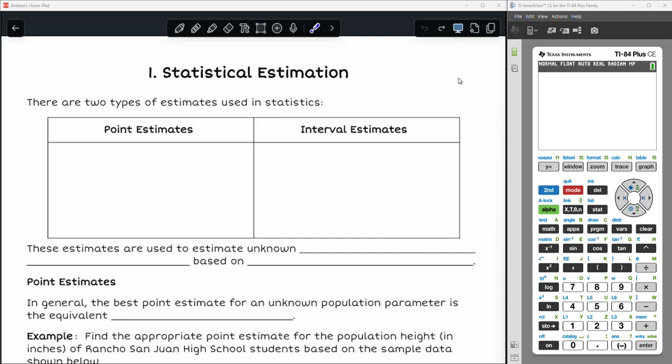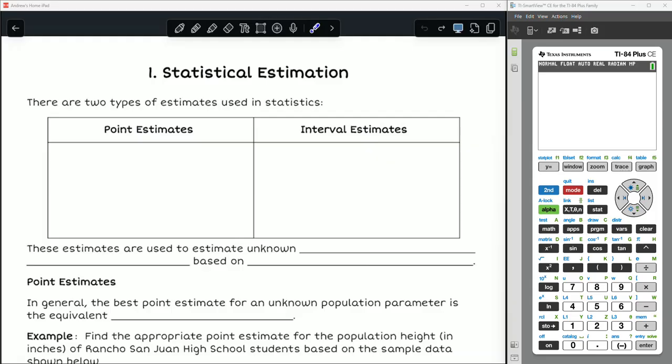This week we're going to start our discussion about statistical inference, which is the second half of our statistics course. And this is where we start taking a look at sample data and using it to make inferences about the population from which that sample was drawn. We're going to start that conversation with statistical estimation.